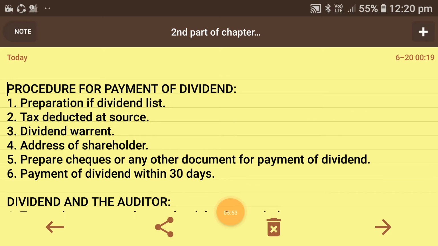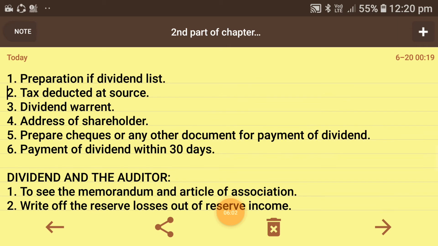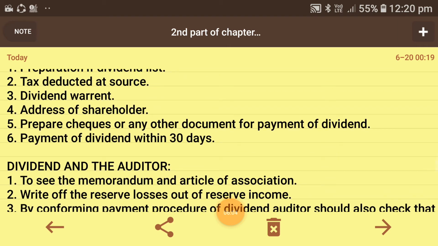Next is the dividend warrant. When a shareholder claims his dividend, the company sends the shareholder a dividend warrant on the basis of which they are paid. Next is the address of shareholders. All the dividend warrants are sent to the address provided by the shareholders to the company. Every shareholder's details are with the company because the company prepares books for every kind of thing.